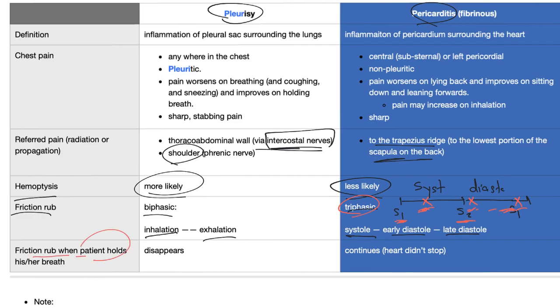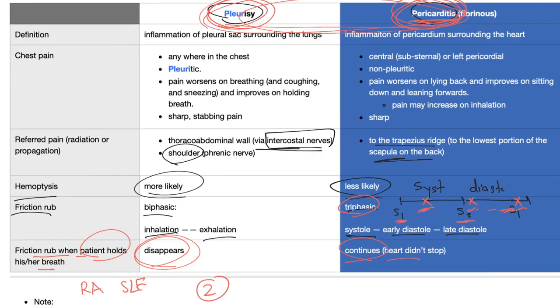If you ask the patient to hold his breath, the pleural friction rub disappears. Why? Because the pleura is not moving. If you ask the pericarditis patient to hold his breath, the friction rub is going to continue because the heart is still pumping. Some notes. Rheumatoid arthritis and lupus can cause either pleurisy and/or pericarditis. Note number 2: any unexplained serositis in a female in her childbearing age is considered lupus until proven otherwise.